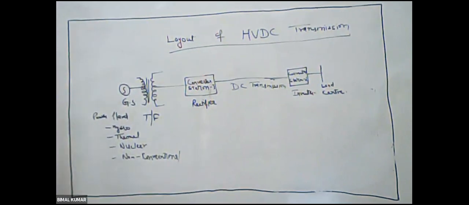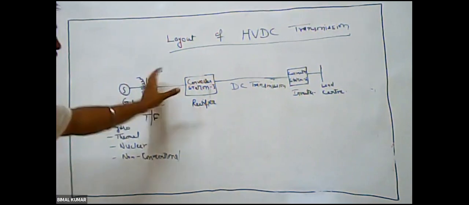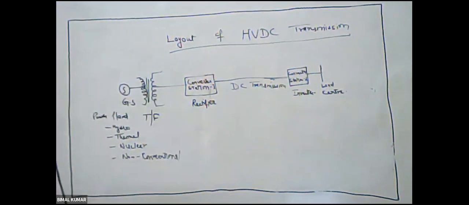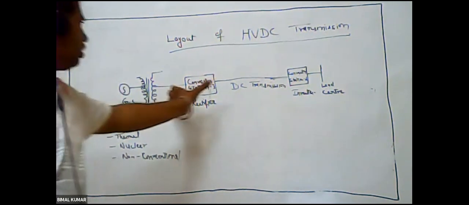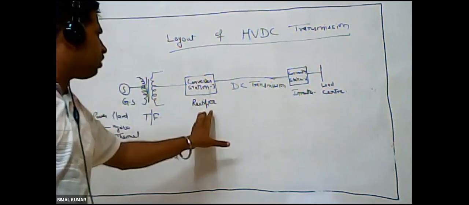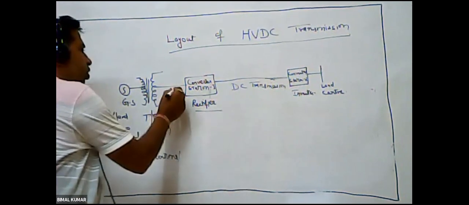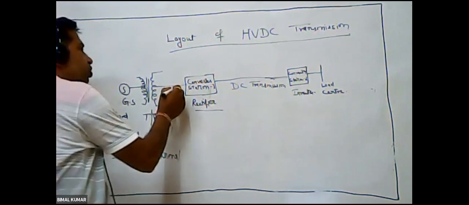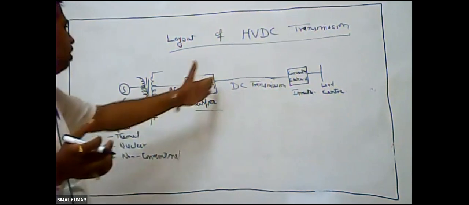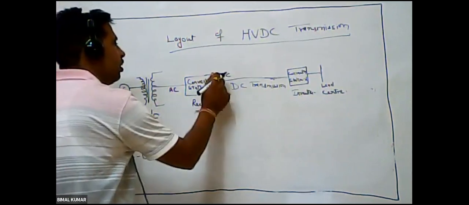Fine. Then after that there is a transformer. Here the generated electricity will generally be stepped up. Then after that this is your converter station 1. Converter station 1 acts as equivalent to the rectifier. Right. Here on the transformer side you are supplying AC to converter station 1, and the output of converter station 1 is DC, right?